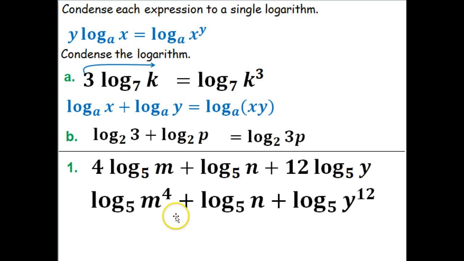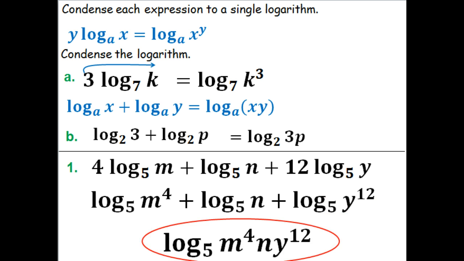So now with that knowledge, all of these are base 5s for my logarithms. So now I'm just going to multiply each one of these components, m to the 4th, n, and y to the 12th. So your answer should look like that, log base 5, and then it's just m to the 4th, n, and y to the 12th.